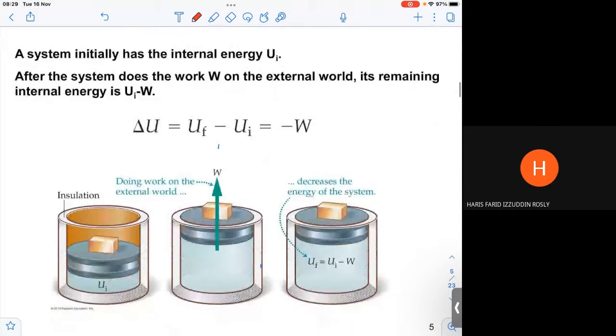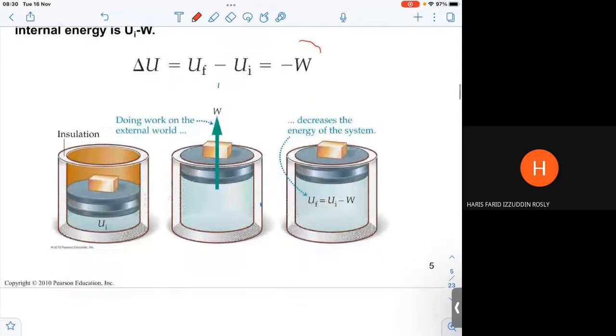So we are also saying that the change in internal energy is equivalent to what? Equivalent to the change of U_F minus U_I. Again, that is also equivalent to negative W, the work done. Okay, that means the work done on the external world.